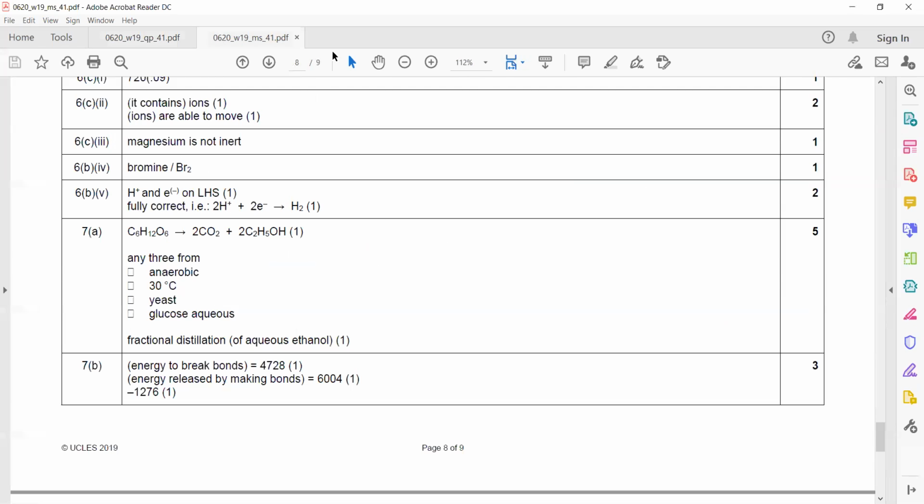So the equation is glucose, C6H12O6, decomposes into ethanol and carbon dioxide. Conditions: anaerobic, around 30 degrees, yeast, and aqueous glucose. And how do we separate ethanol from the other substances? Because ethanol is mixed with water, so when two miscible liquids are there, we will use fractional distillation.